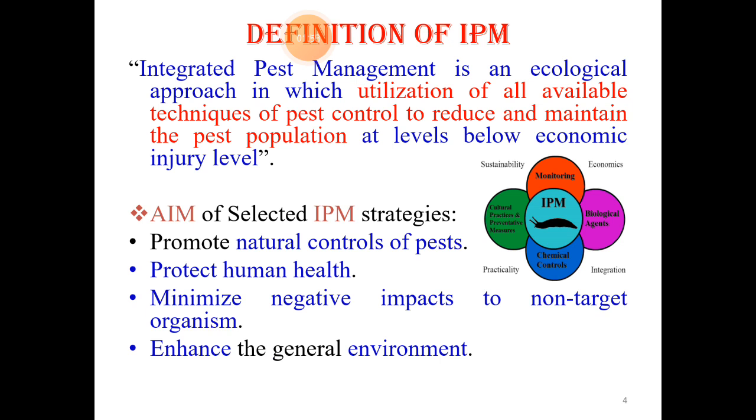Then what is this IPM? IPM is an ecological approach wherein different methods of pest control are used at a time to reduce and maintain the pest population below the injury level. The main aim of IPM is to promote the natural control methods of pests, protect human health, minimize the negative impacts on non-target organisms, and to enhance the general environment.